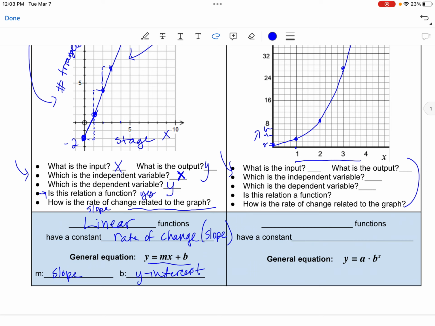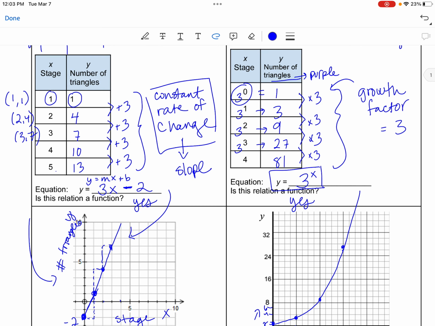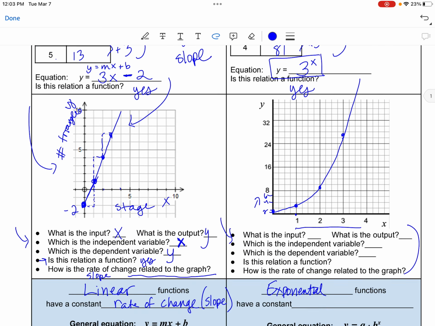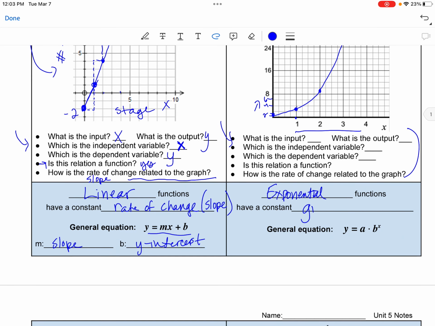And this is an exponential function. And exponential functions have a constant growth factor. They grow by the same factor each time. And this time it tripled each stage. Growth factor. And the general equation here is y equals a times b to the x. And notice the x here is in the exponent form.